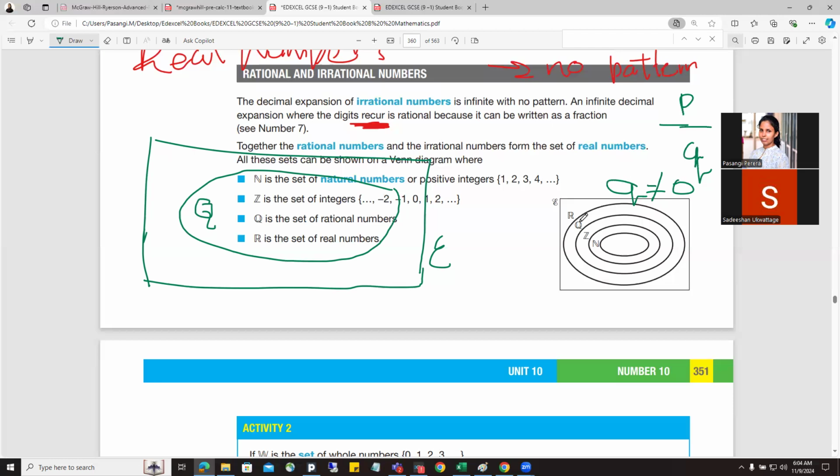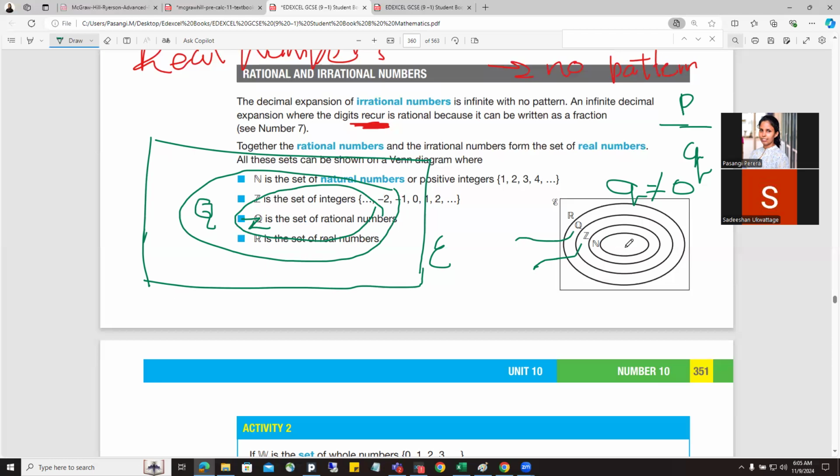So if the rational numbers are here, inside the rational numbers we have the integers. Integers we denote with Z. Here we have the rational numbers, and here we have Z. Z means the set of integers. When it comes to integers, we have negative integers, positive integers as well as 0. All these values come under integers.